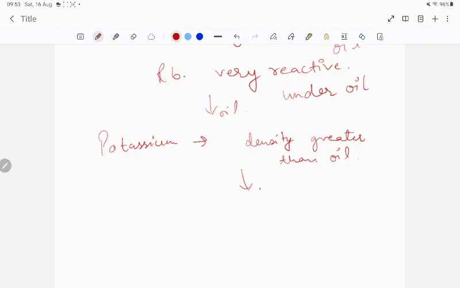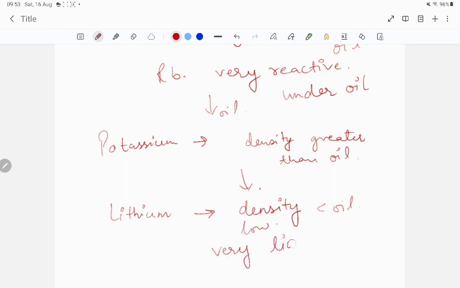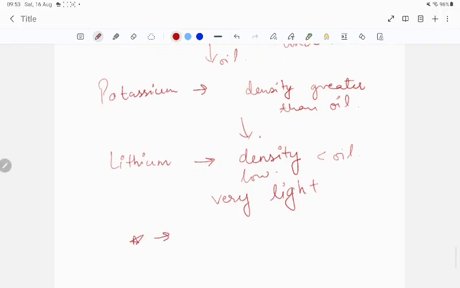But what about lithium? Lithium cannot be kept in oil. Its density is less than the oil, so basically it's very light, it has low density. So it is lighter than the other elements, potassium, rubidium and sodium, and it floats on the oil. And it cannot be immersed.